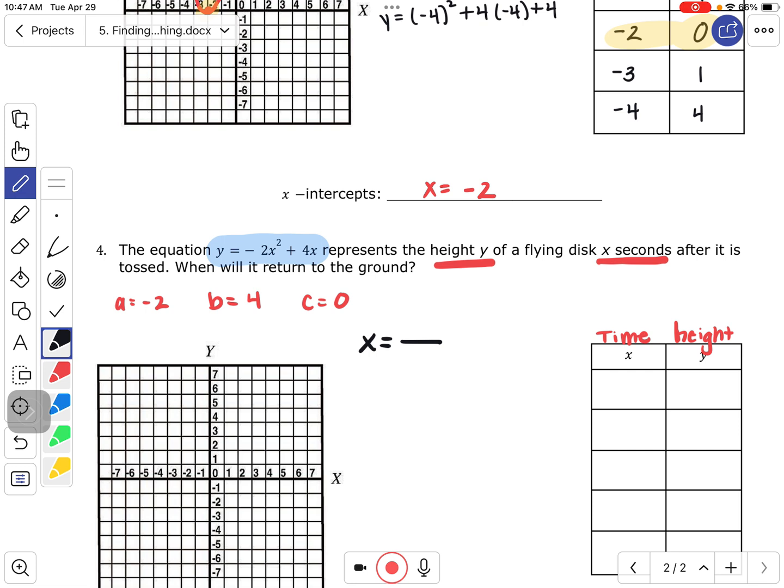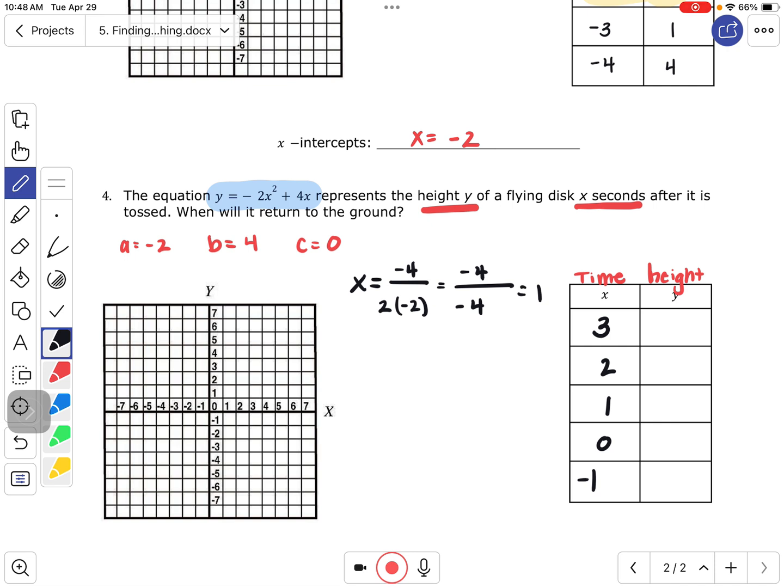Okay, right now B is a +4, so I'm going to make it a -4, divided by 2 times my A, which is -2. So now I have -4 on top, -4 on the bottom, and that gives me a +1. So my 1 goes in the middle. I'm going to do 0, -1, and then 2, 3.